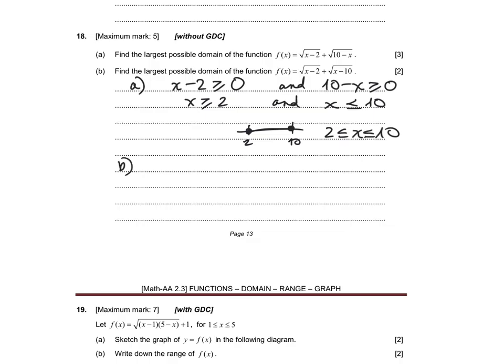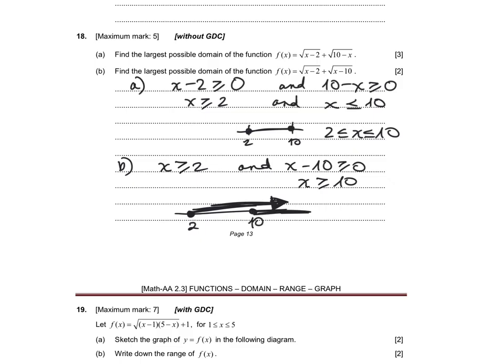And for B, okay, so we still have x minus 2, so that's x greater than or equal to 2, and x minus 10 has to be greater than or equal to 0, so x has to be greater than or equal to 10. So if we have 2, that's all of that, an arrow. And if we have 10, it has to be greater than or equal to 10. So the only time both of these things happen is here. Okay, so this is our domain.